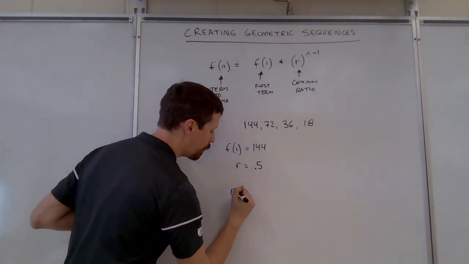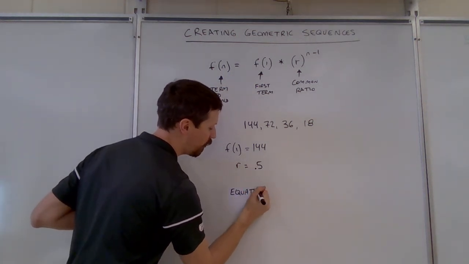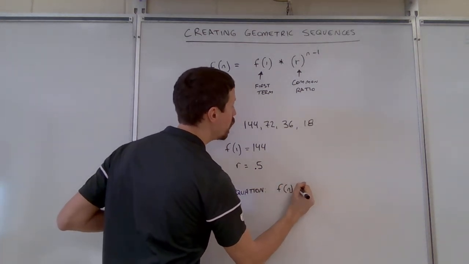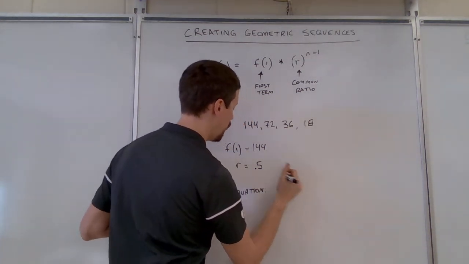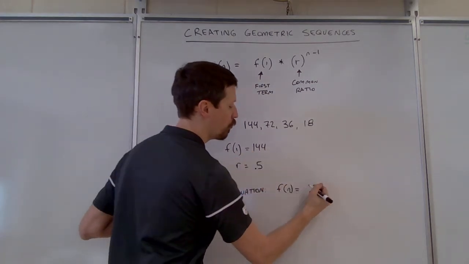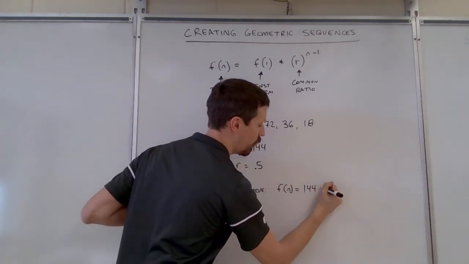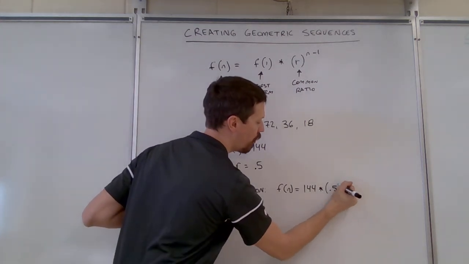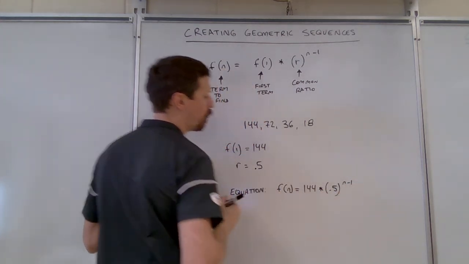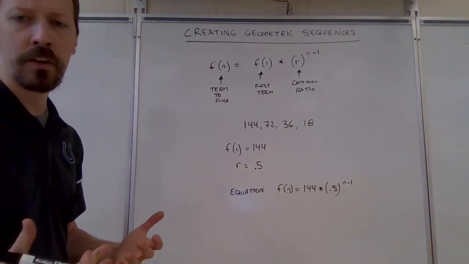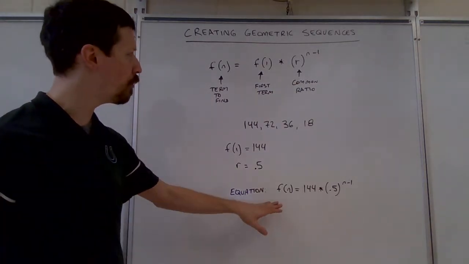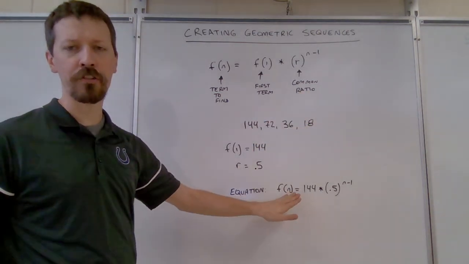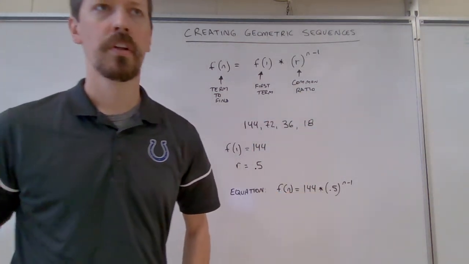And then it wants me to put that into an equation. So my equation is going to be f of n equals f of 1, which in this case we know is 144, times my r, which is going to be 0.5, raised to the power of n minus 1. So it's really not too bad. If you can remember this equation up top here, then really all you have to do is plug in your first term, plug in your r.